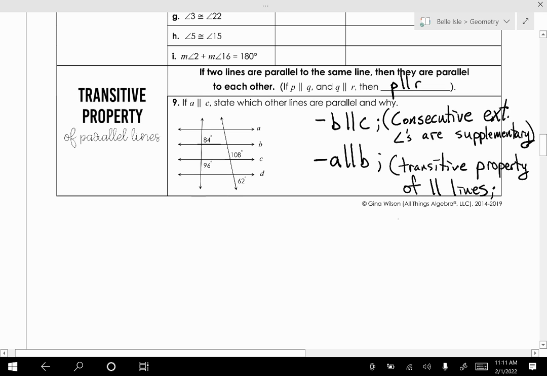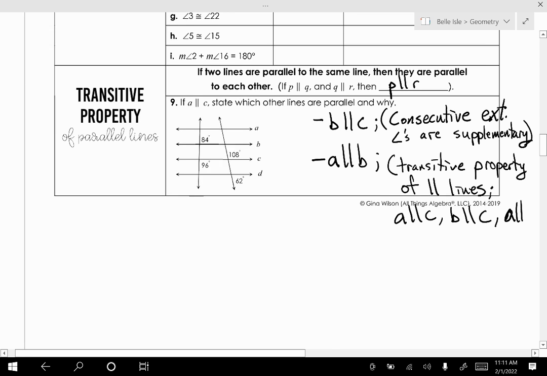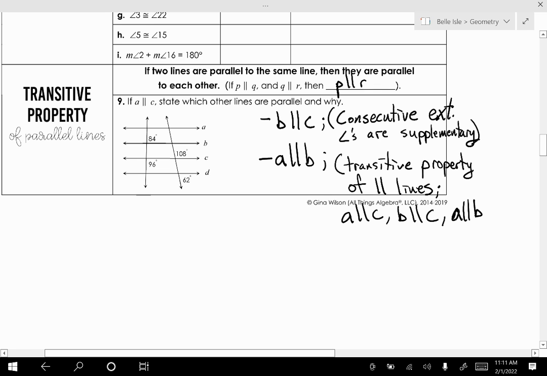Okay, so A is parallel to C. B is parallel to C. So then we know A is parallel to B.